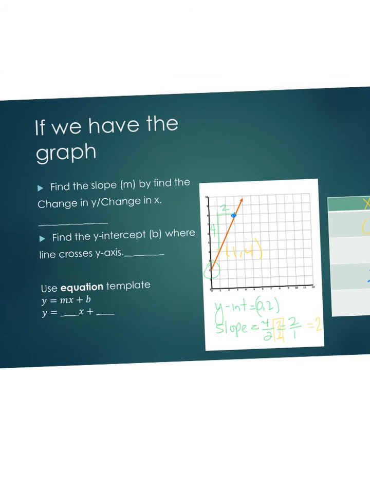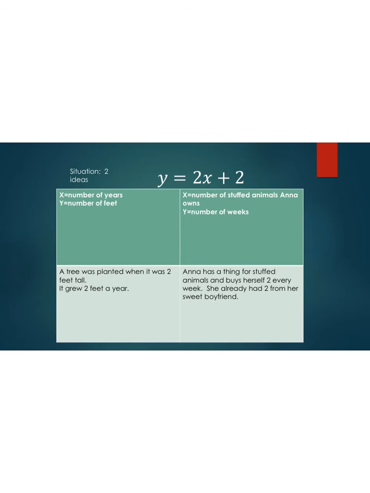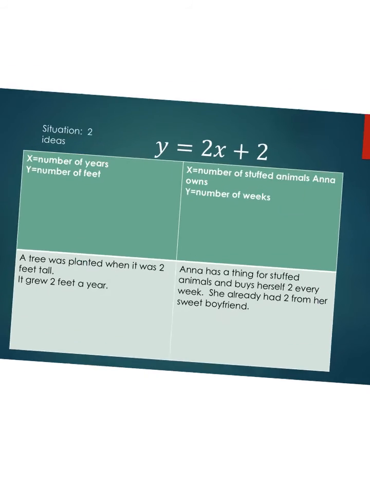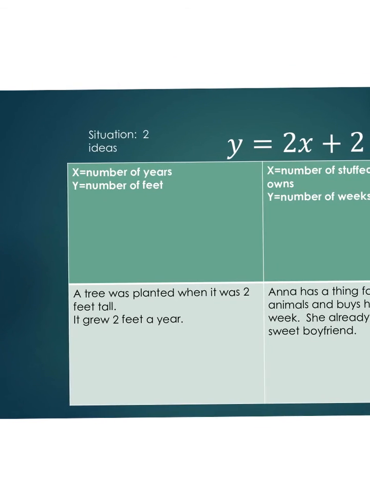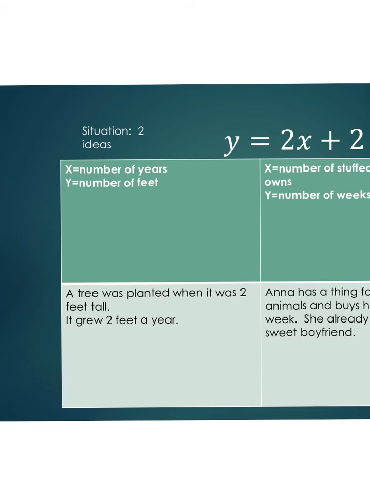Then we're going to fill in the information. We already know the slope is 2. You can write it as 4 over 2, or as 8 over 4. The y-intercept is also at 2. So we have y equals 2x plus 2. Let's look at some situations that might make sense. So y equals 2x plus 2. We can talk about what would make sense to have a y-intercept of 2 and growing by 2 each time.